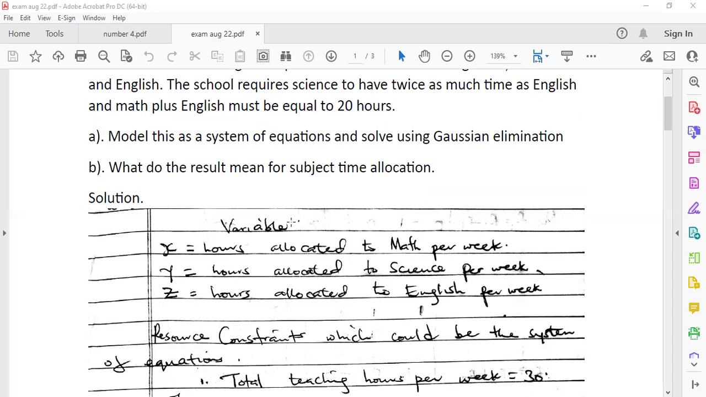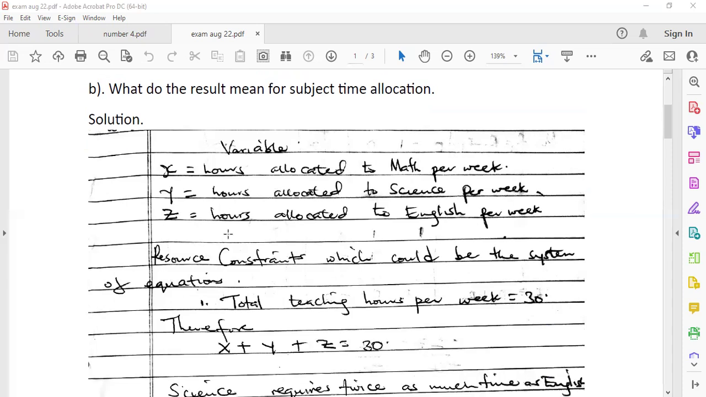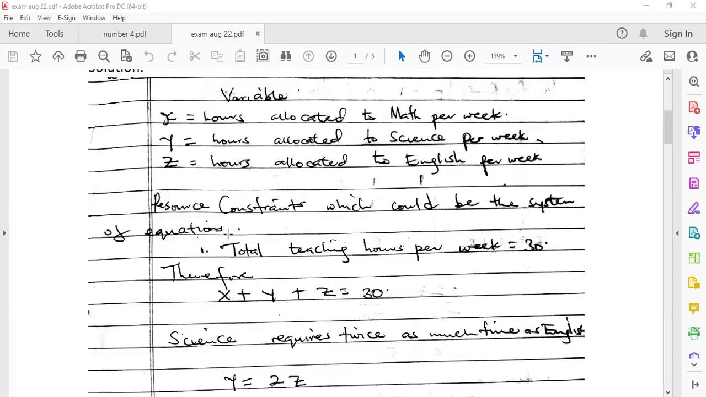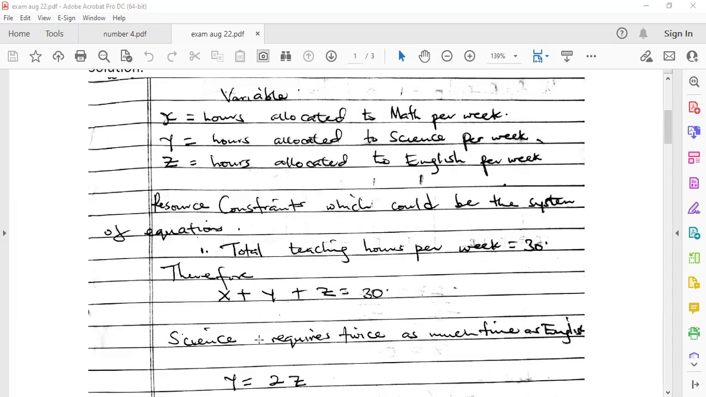You have to relate the variables that represent various subjects. So here, I let X be the hours allocated to math per week, Y the hours allocated to science per week, and Z the hours allocated to English per week. When I read and analyze my question, they are saying that the total teaching hours per week are 30. So this basically means that X, which represents mathematics, and Y, which represents science, and Z, which represents English, when you sum them, you get 30.